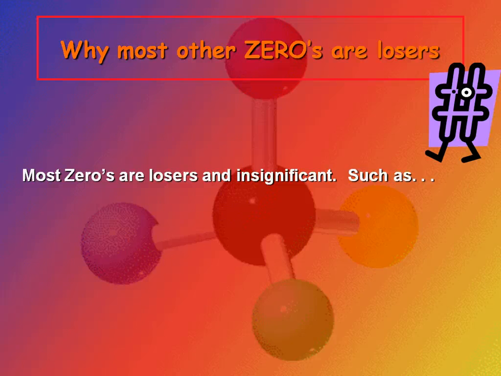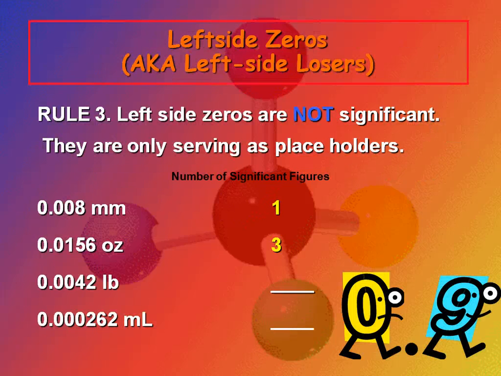So why are most other zeros losers? Most zeros are losers and insignificant, such as left side zeros. Left side zeros are not significant. They are only serving as placeholders. So this is rule number 3, and I just went over this basically. So these are just placeholders, and again, going back to scientific notation, those would not be in my number. Okay, so that tells me right off the bat those are not significant, so there's only one here. These two are placeholders, so only these 3 are significant.